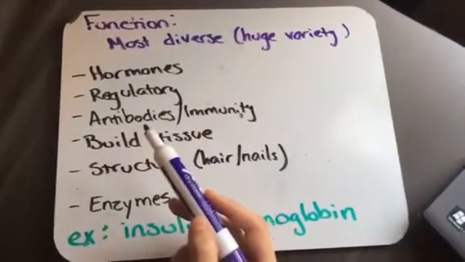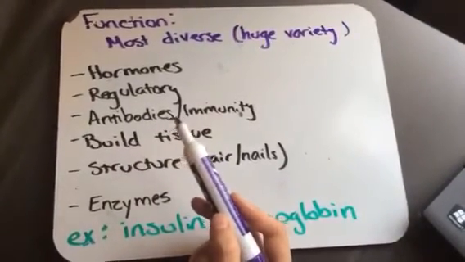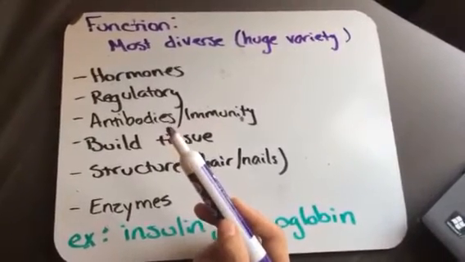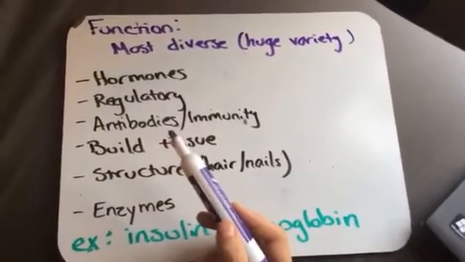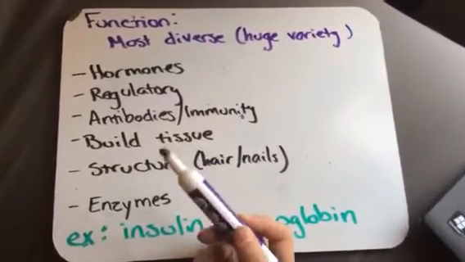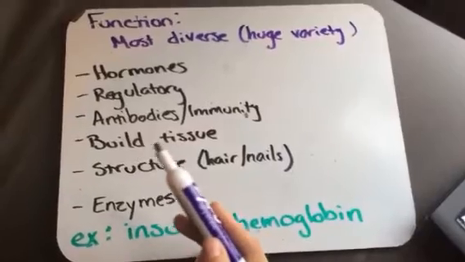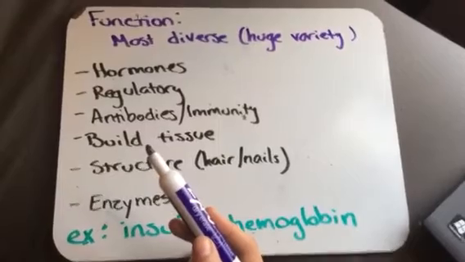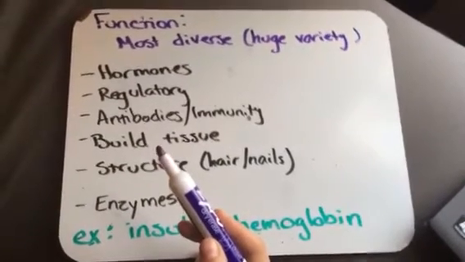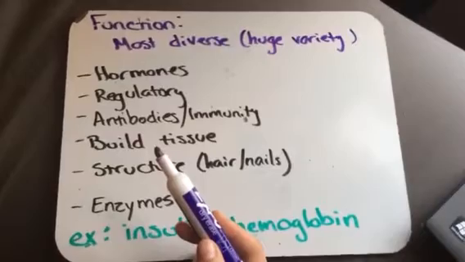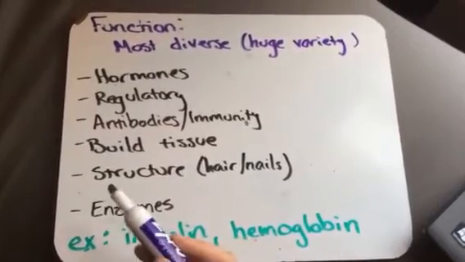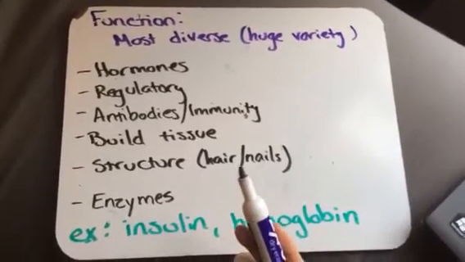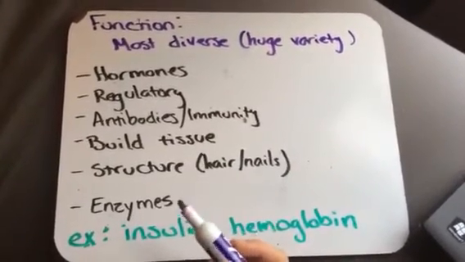Antibodies are part of immunity. So if you get sick or if you get an injury or a cut somewhere, you have proteins in your body that will help heal you and help protect you from future infections. Building tissue. This is a big one. When somebody says, oh, I want to put on some muscle, they're trying to build muscle tissue. And everyone says, oh, you have to eat protein in order to do that. Structure is another one. Your hair and your nails are actually made primarily of proteins, just so you know.